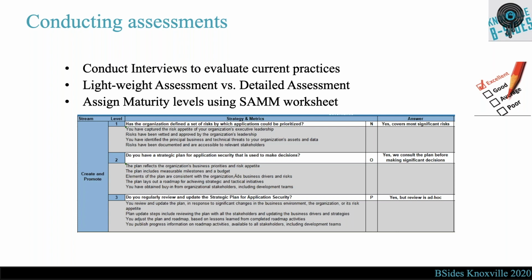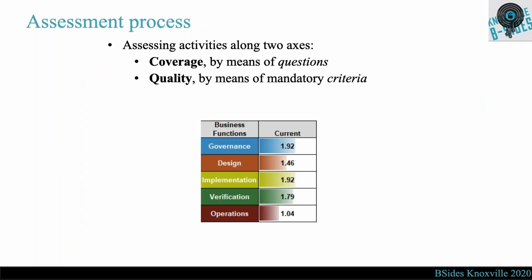Now, once you record the responses from the key stakeholders and look at the evidence, you can assign maturity levels using the SAMM spreadsheet that we provided. One of the key things about this SAMM spreadsheet, we'll cover a bit more in detail in the next slide, is how we have come up with combined coverage-based measurement as well as quality-based measurement. As I mentioned, each security practice needs to be assessed on those two axes, coverage as well as quality.